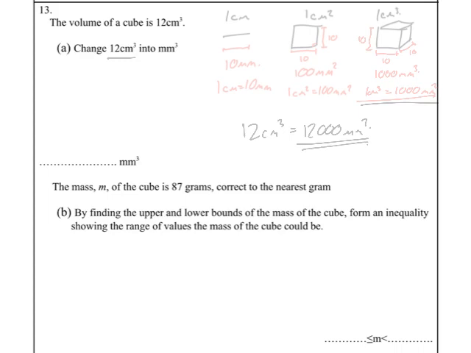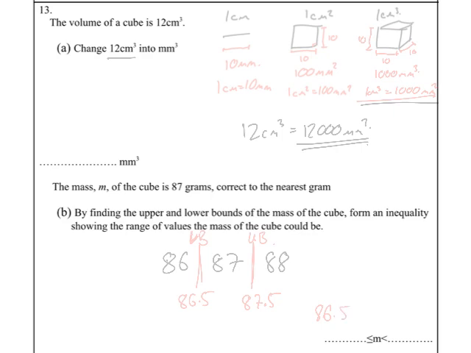Now, finding the upper and lower bounds of the mass of the cube. Starting from 87 grams, we think, how is this rounded? It's rounded to the nearest gram. So we think about what that means. Well, these are other numbers either side of 87 that are also rounded to the nearest gram, and we're looking for the boundaries between them. In particular, the lower bound of 87 and the upper bound of 87. Those are going to happen at 86.5 and 87.5. Those are our 2 values.